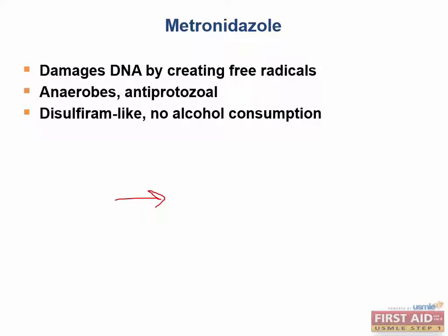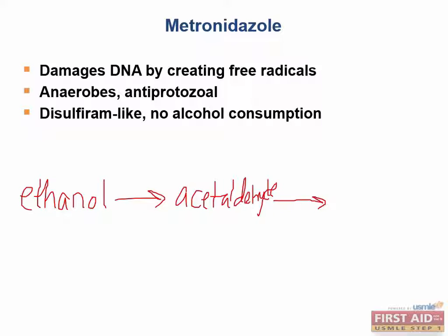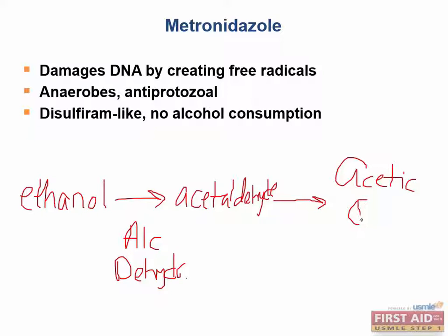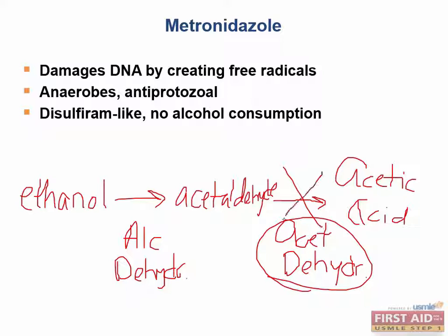Well, it inhibits acetaldehyde dehydrogenase, a key enzyme in the catabolic pathway of ethanol. Okay, so let's talk about it for a second. How does our body metabolize ethanol? Well, first, ethanol is converted to acetaldehyde by alcohol dehydrogenase. Acetaldehyde is then converted to acetic acid by acetaldehyde dehydrogenase. Now, disulfiram inhibits acetaldehyde dehydrogenase, thus causing a buildup of acetaldehyde, which causes headache, flushing, and nausea. So remember, when you give metronidazole to your patients, make sure to tell them not to drink alcohol.